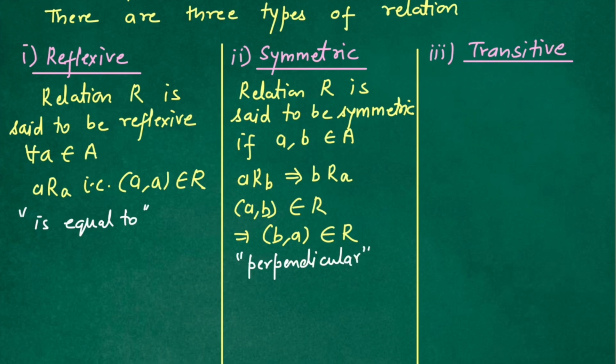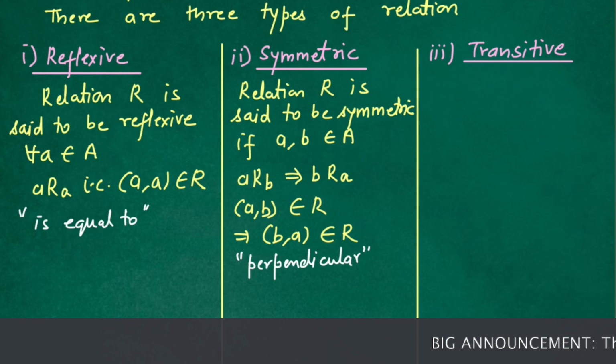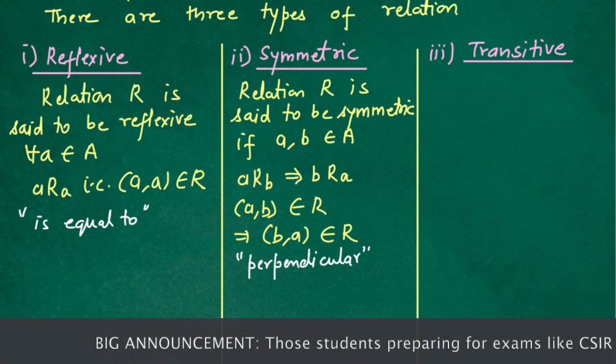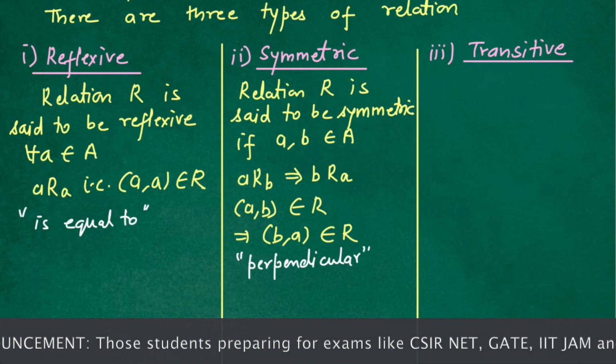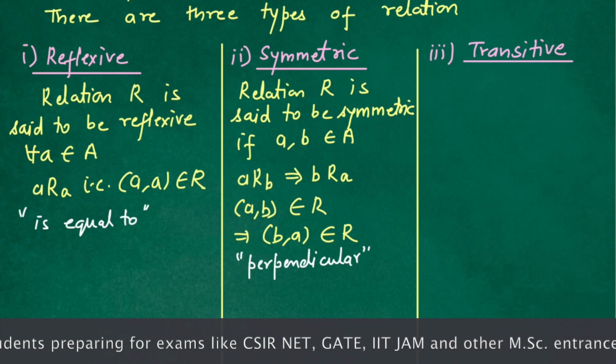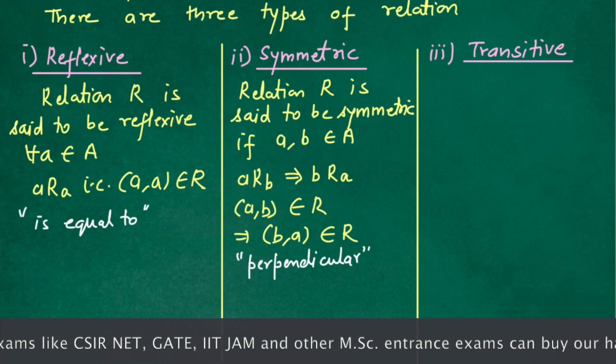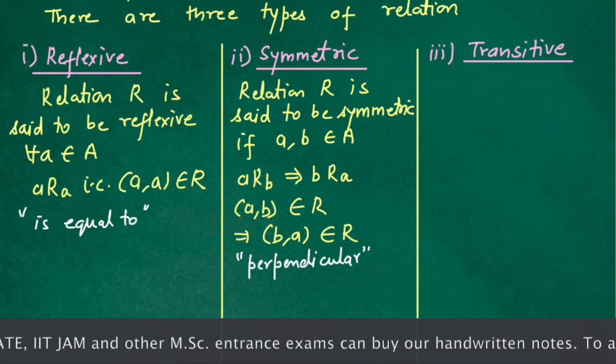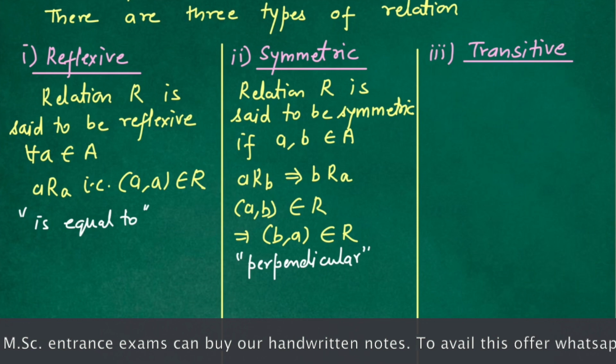Now another example, if I ask you, is brotherhood a symmetric relation? One can say yes, but it is not a symmetric relation. Why so? Because if I say A is brother of B, then is B a brother of A? This is not always true. Suppose A is boy and B is girl, then A is brother of B, but B is not a brother of A, B is a sister of A. So brotherhood is not always a symmetric relation.